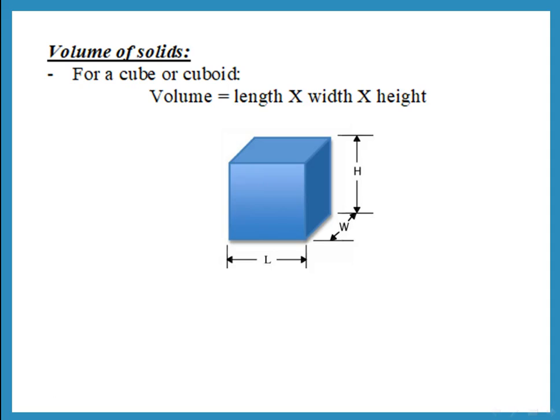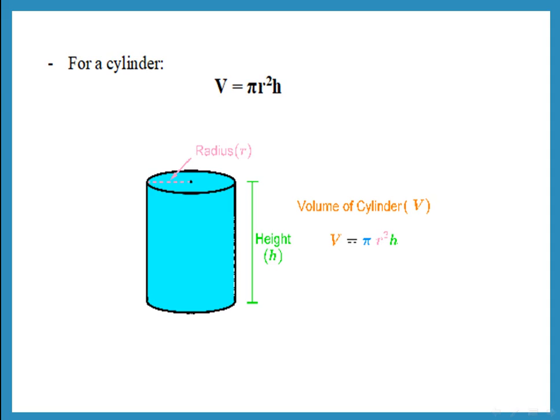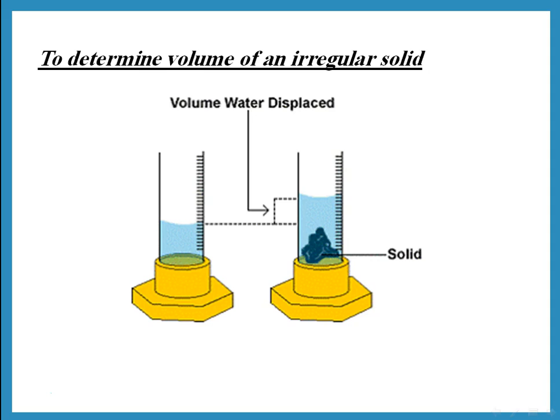Volume of solids, if we want to get the volume of a solid, depends on the shape of the solid. So if it's a cube or a cuboid, then the volume is length times width times height. For a cylinder, the volume is pi r squared h. You know that pi is 3.14. r is the radius, or half the diameter, and h is the height.